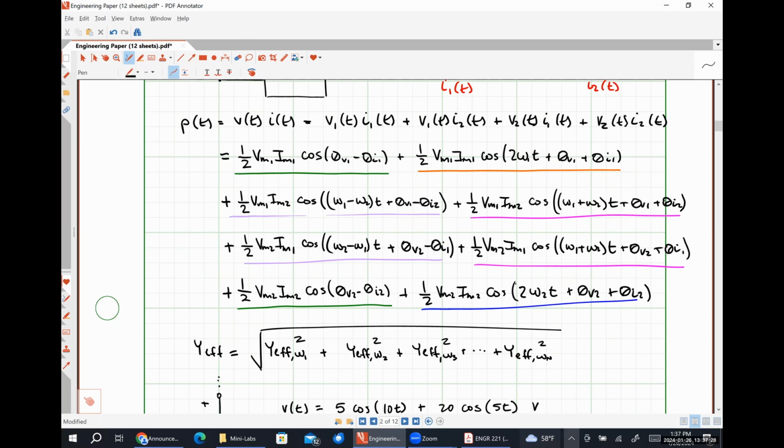Okay. The ones that I underlined in pink are oscillating at a frequency of omega 1 plus omega 2. And the ones that I underlined in lavender are oscillating at a frequency of the difference between omega 1 and omega 2. So I just underlined them in different colors so that we could see how many different frequencies shake out of that terrifying relationship. So 2 frequencies go in, 5 frequencies come out.